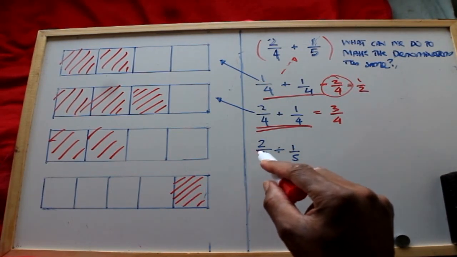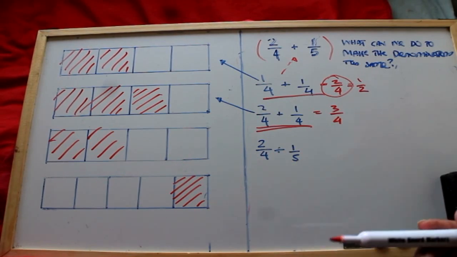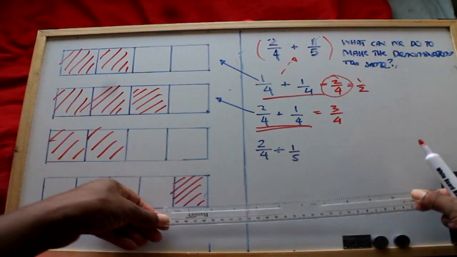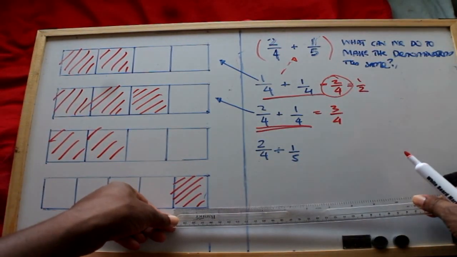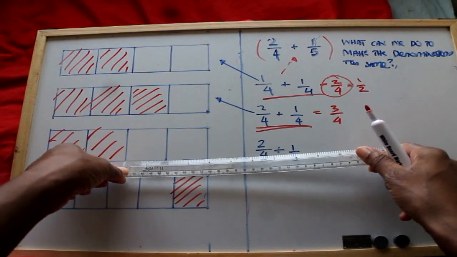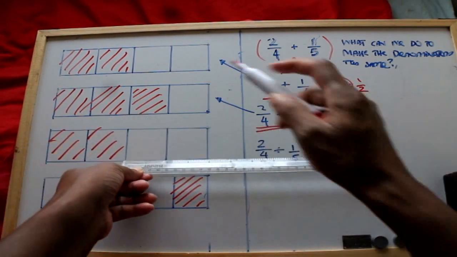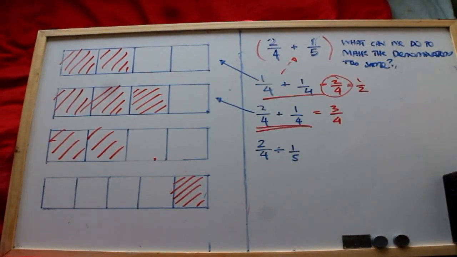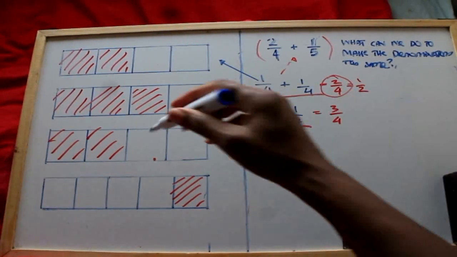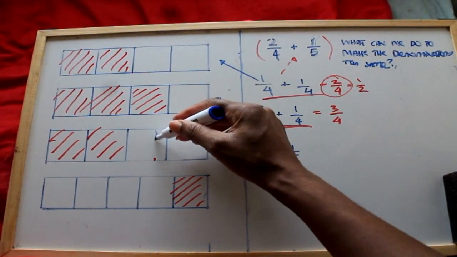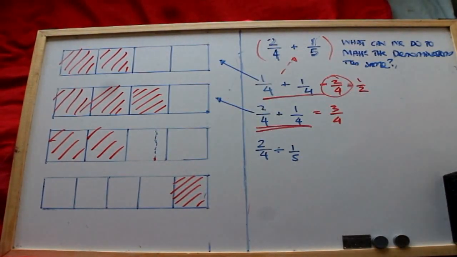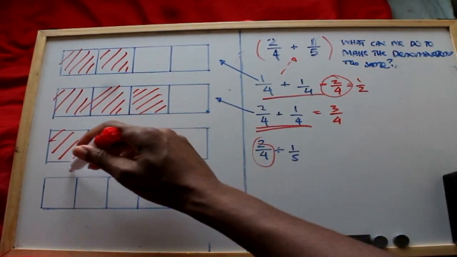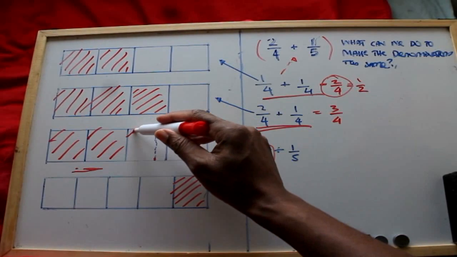So really 2/4 plus 1/5, really I should use a ruler, here we go. See if I can get the exact size. It's around 1.5 inches. So that's about there. So 2/4, which is that, plus 1/5, which is this.